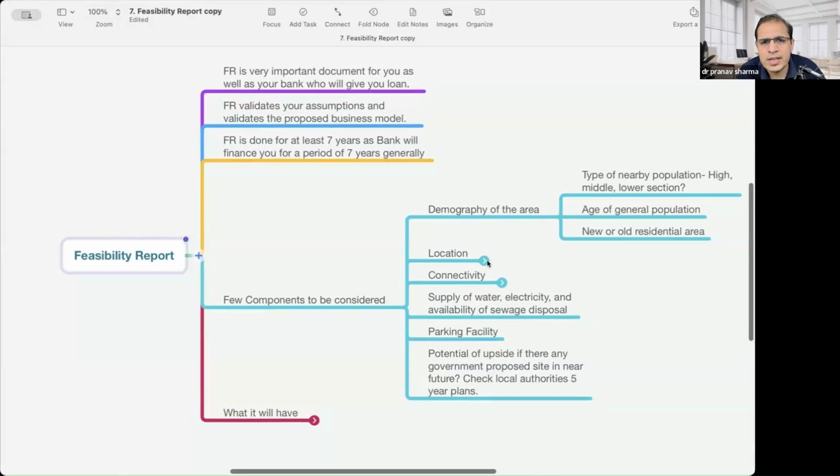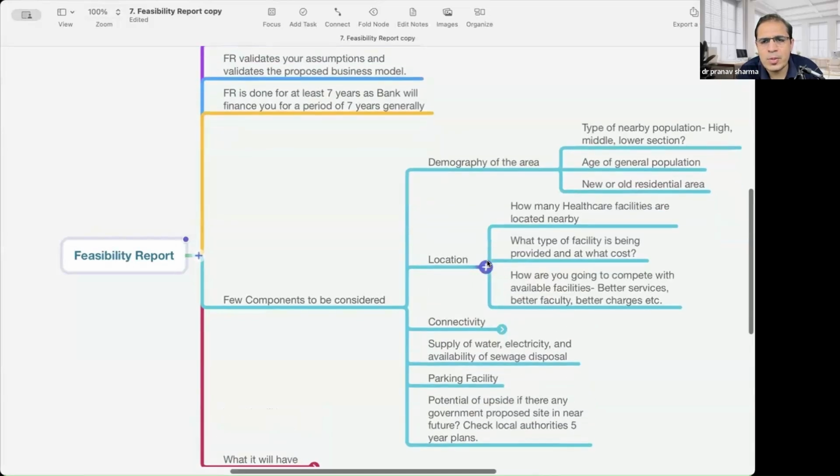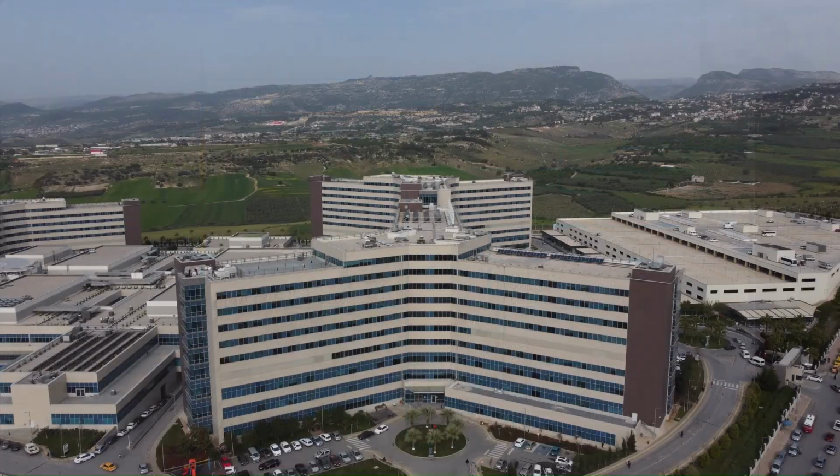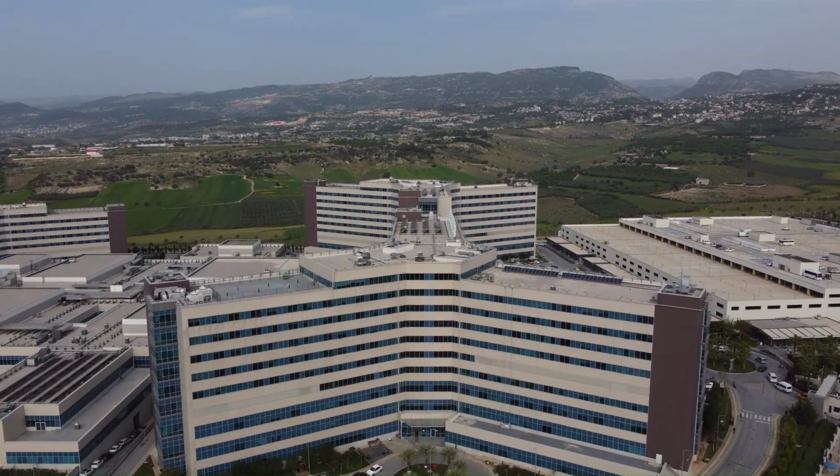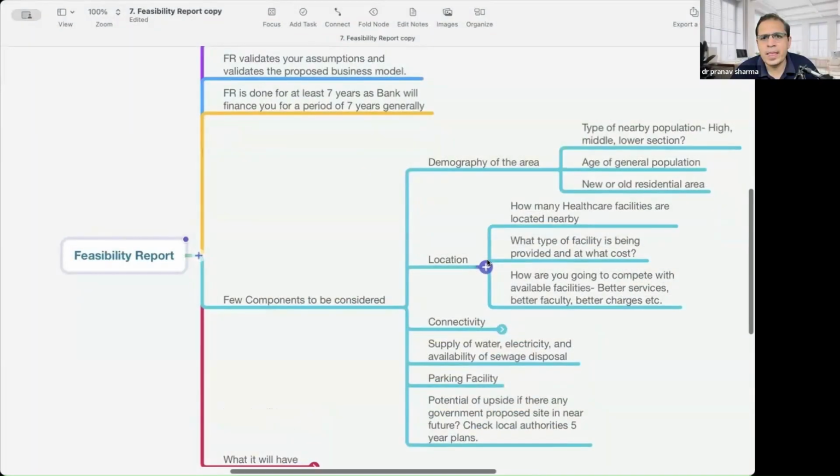Then comes the location, which area you are actually starting the hospital. So how many healthcare facilities are located nearby? Because this will directly impact the business. If there is a big hospital nearby, then you should plan your services accordingly. And which type of facility is being provided and at what cost.